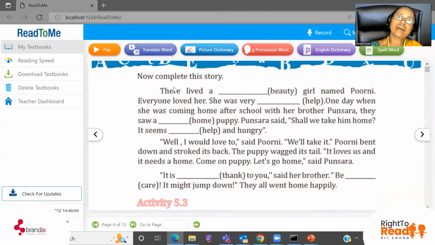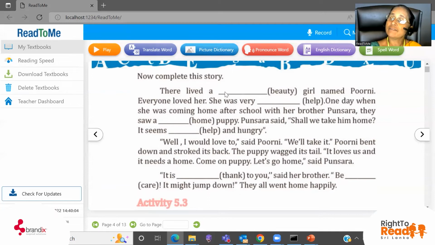Good. Now our task is to use the meaningful words, adding suffixes to the words given in the brackets. To make it a meaningful story, we have to add suffixes for these words. Shall we try it out? Can you start? Yes. There lived a beauty girl. Can we say beauty girl? What is the suffix that we can add to the word beauty?